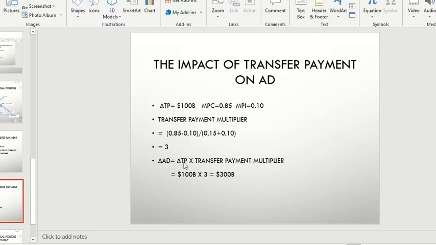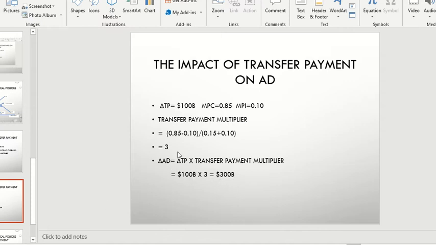100 billion, which is a change in transfer payment, multiplied by the transfer payment multiplier. So we can find a total effect on aggregate demand of $300 billion. So at the end, the aggregate demand will increase by $300 billion.